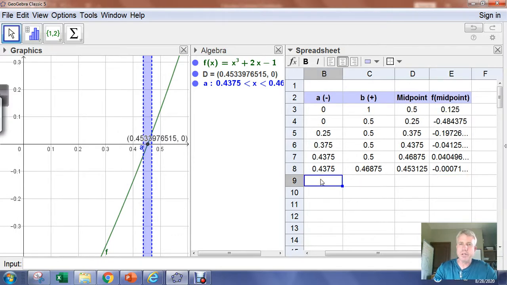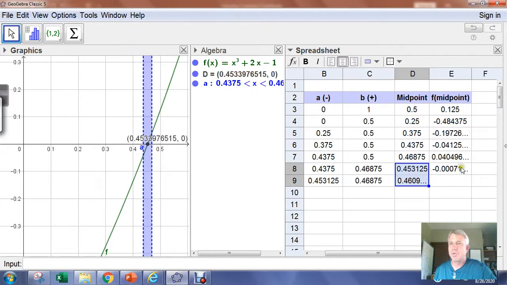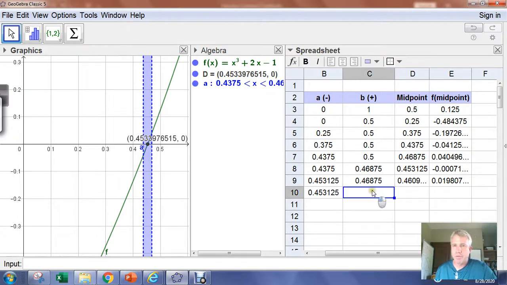Go over here. Replace 0.4375, which generated a negative output, with 0.453125. Keep the other midpoint that was generating the positive result. Calculate a new midpoint. Plug that midpoint into the function. It generates a positive result. Now keep the left endpoint. Replace the right endpoint with the new endpoint.